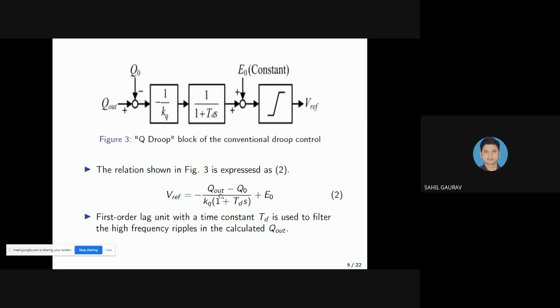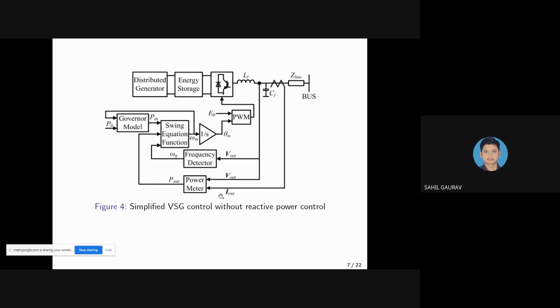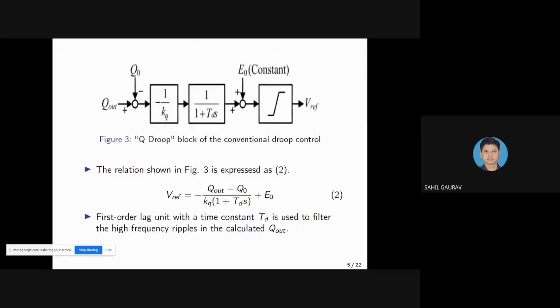And similarly, if we see the working, if Q out is greater than Q naught, then this part comes out positive, something is subtracted from E naught, and the V reference value decreases. And contrarily, if Q out is less than Q naught, then the numerator part comes out negative, and this whole term becomes positive, and something will be added to E naught, which increases V reference. Thus this is the principle of the QV droop control law.